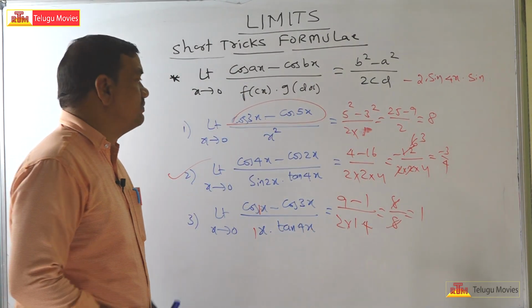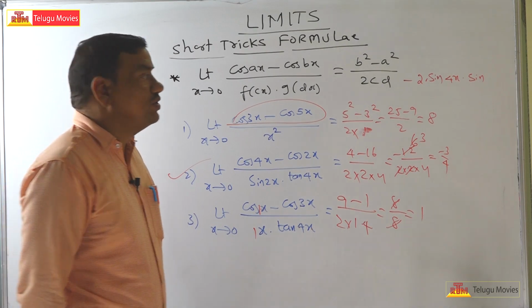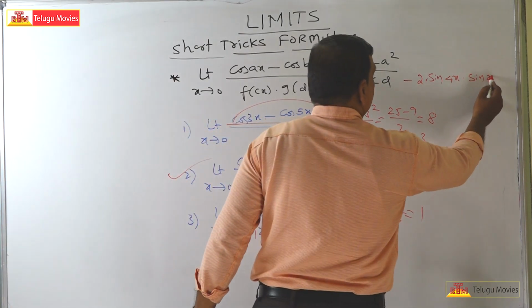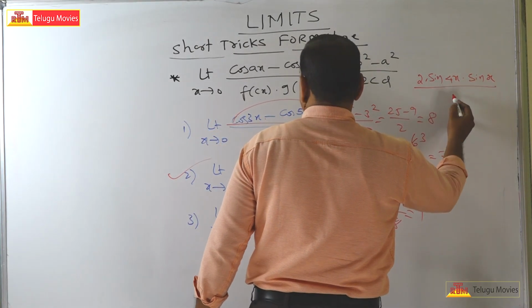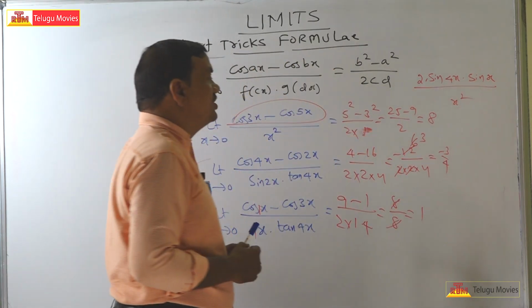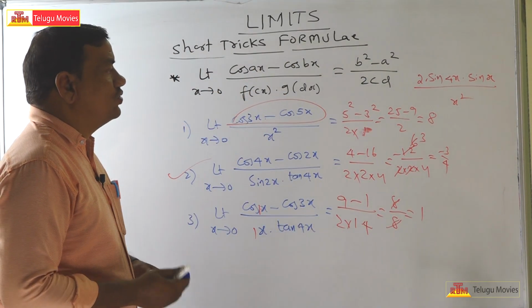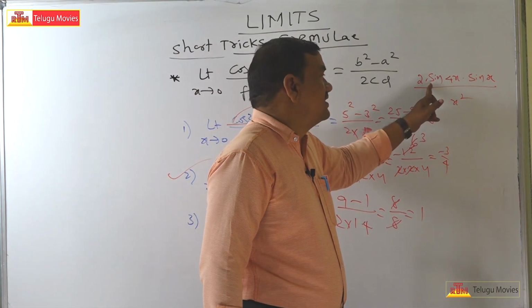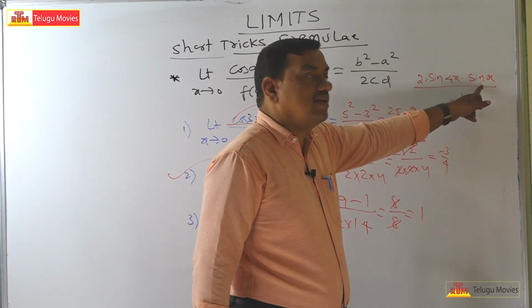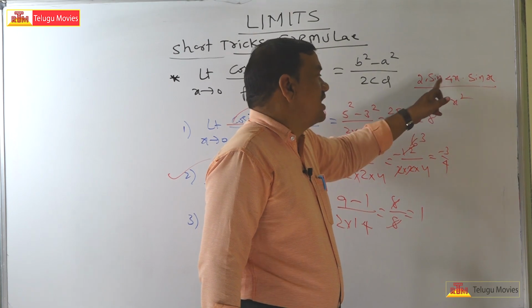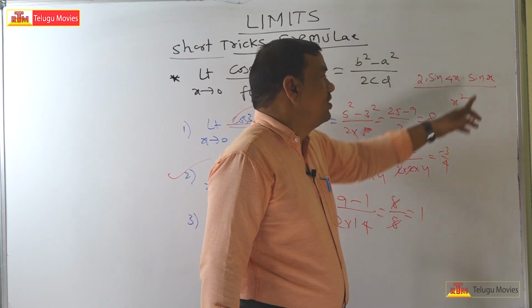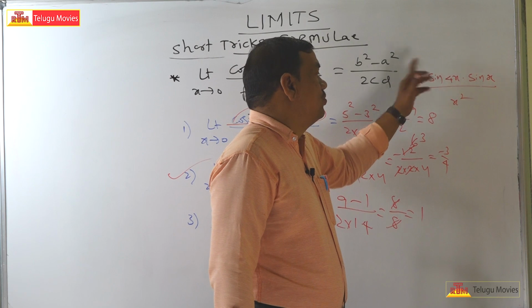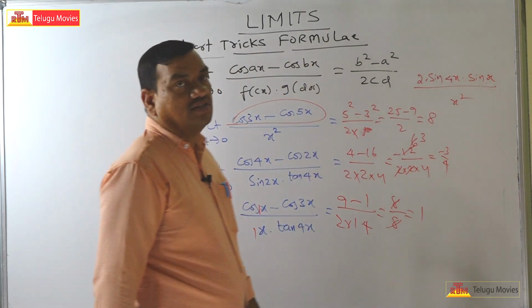3x minus 5x means minus 2x, divided by 2, that is minus x. Here 2 will go upon x square. Understand this? So here x square is the number. Put 1x in this sine function. Let us put another function in this sine function. Sin 4x by 4 is equal to 4, sin x by x is 1. 2 fours are 8, so you are getting the answer 8.